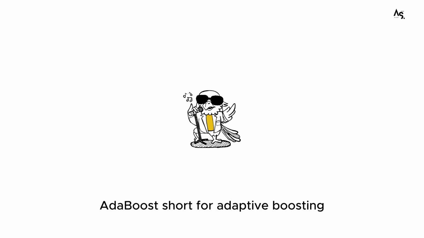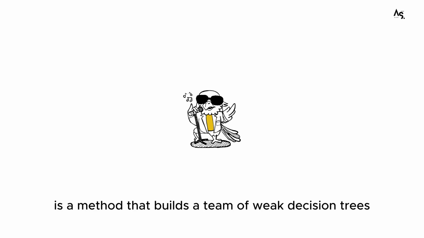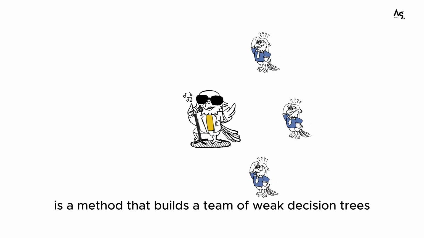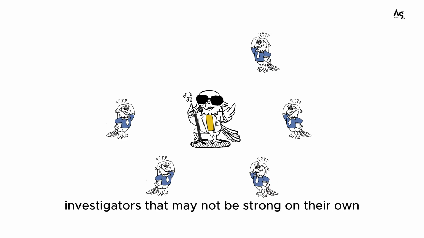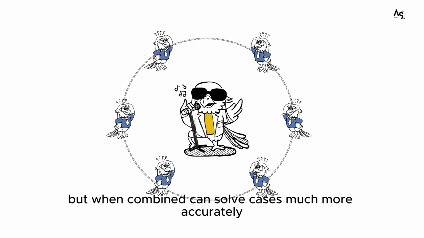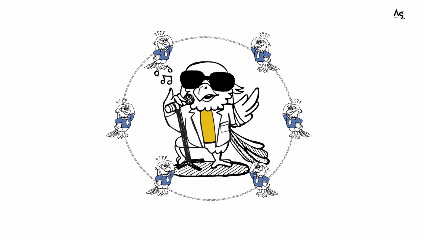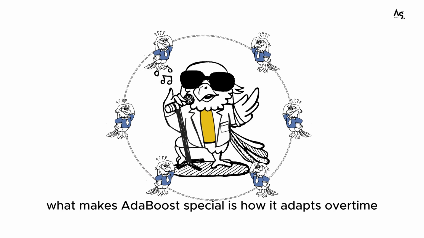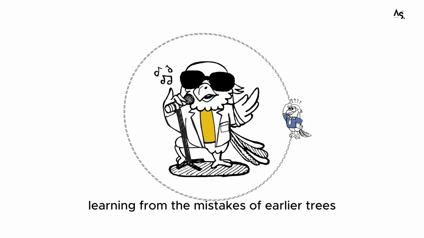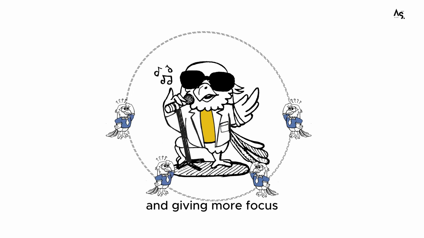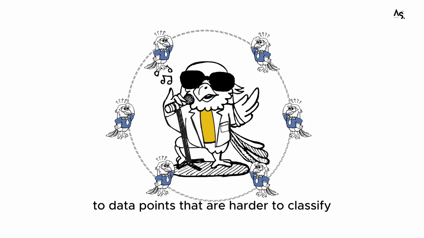AdaBoost, short for adaptive boosting, is a method that builds a team of weak decision tree investigators that may not be strong on their own but, when combined, can solve cases much more accurately. What makes AdaBoost special is how it adapts over time, learning from the mistakes of earlier trees and giving more focus to data points that are harder to classify.